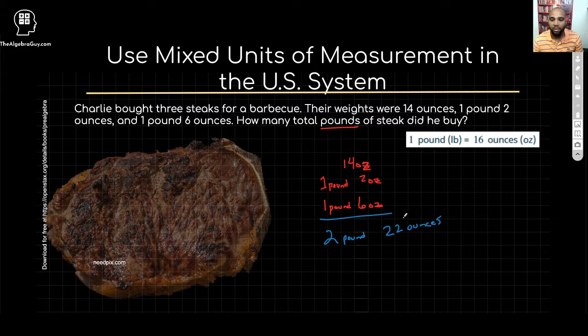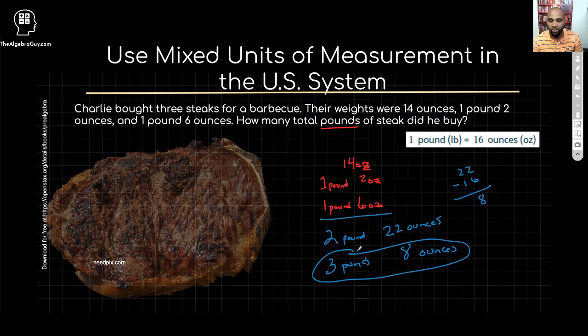So how many pounds is that? Well, I know every 16 ounces there's a pound. So I'm going to take 16 out of this 22. 22 minus 16, and that leaves me with 8. So I know that if I took one of those out, now I have another pound. So I'm going to make this 3 pounds and 8 ounces that were left. But they want the ounces in pounds, so I'm not going to even put ounces. So this is one way you can represent the answer: 3 pounds and 8 ounces.